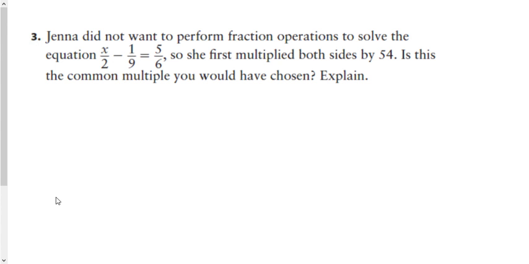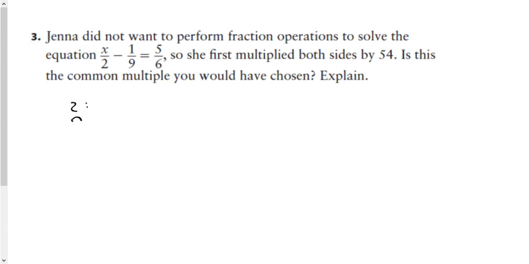The first question says Jenna did not want to perform fraction operations to solve this particular equation. So she first multiplied both sides by 54. Is this the common multiple you would have chosen? So what we know is if you multiply both sides by a common number, in this case we can choose any number, but let's say 54, the one they use. The idea behind multiplying both sides by 54 is a basic premise of all algebra. Whatever you do to one side of an equation, if you do the same thing to the other, it maintains equality. So with Jenna, she chose 54, which is a multiple, but it's not the lowest common multiple.